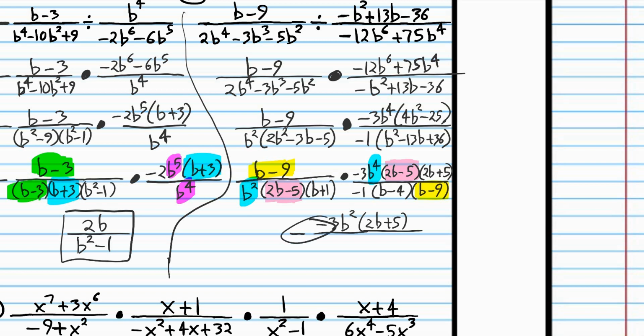And we have two negatives, a negative here and a negative here. So those negatives are just going to cancel out. So we can just get rid of the negatives completely. And on the bottom we have b plus 1 times b minus 4. So if you got that answer, good job.